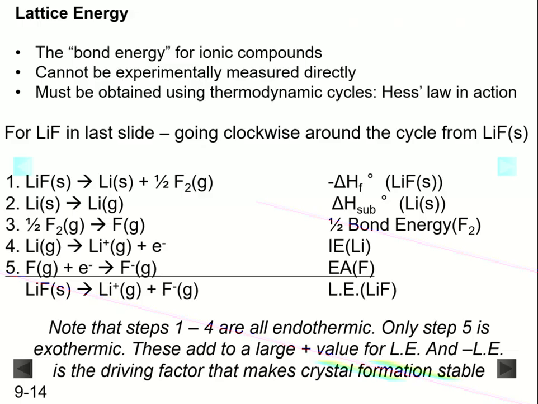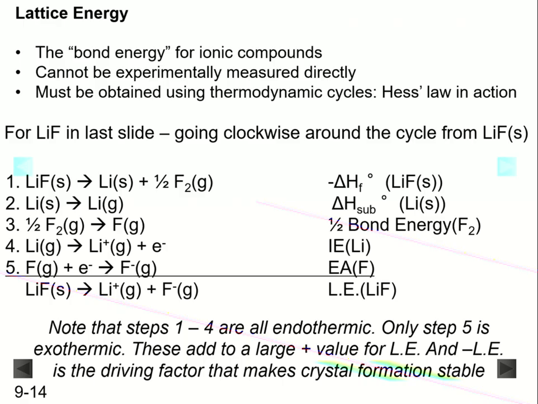Number 3 is taking a half a mole of fluorine gas, that's diatomic fluorine F2, and converting it into fluorine atom gas, 1 mole. And the delta H for that process is 1/2 of the bond energy of fluorine gas.